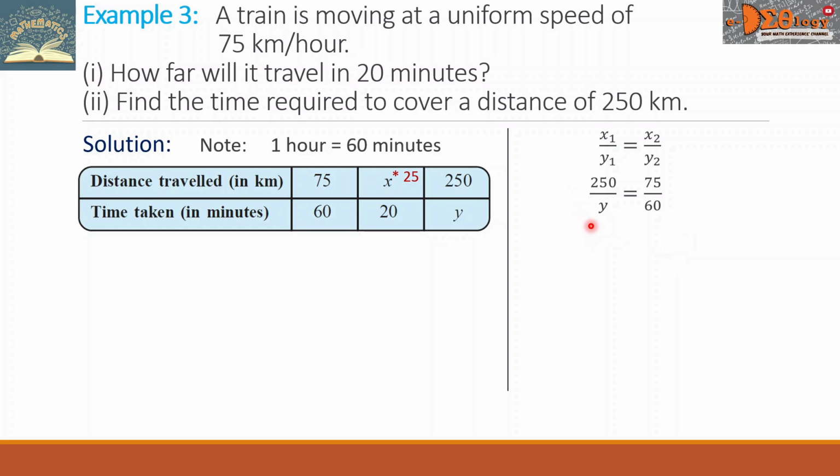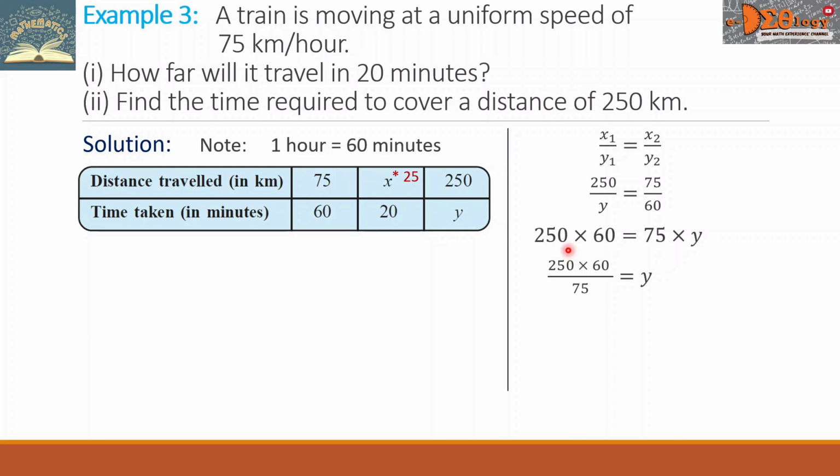250 over y equals 75 over 60. Let us now solve for y. We cross multiply, so we have 250 times 60 equals 75 times y. When we isolate y, we divide this equation by 75. And this 75 comes as denominator on the left side.